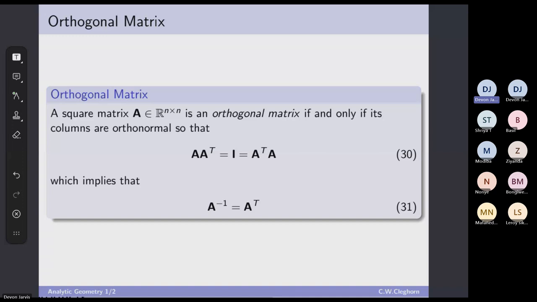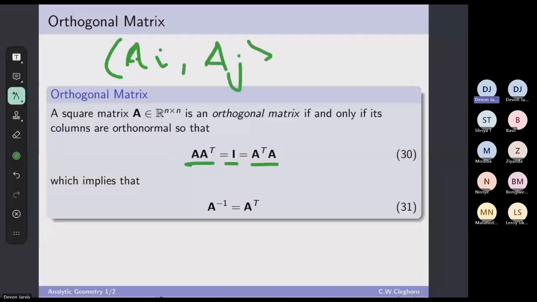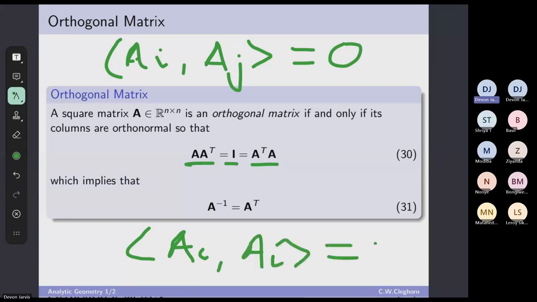Anyway, if A is a square matrix, it's an orthonormal matrix if and only if its columns are orthonormal to each other. And so that means that when you take A times A transposed, you're going to get the identity matrix. Or if you take A transposed A, you're going to get the identity matrix. And the reason for this is that the inner product between column A_i and column A_j, we've told you that they're orthogonal to each other, so that's going to be zero. And then I've told you that they have unit length, so when it's A_i with itself, it's going to be one.